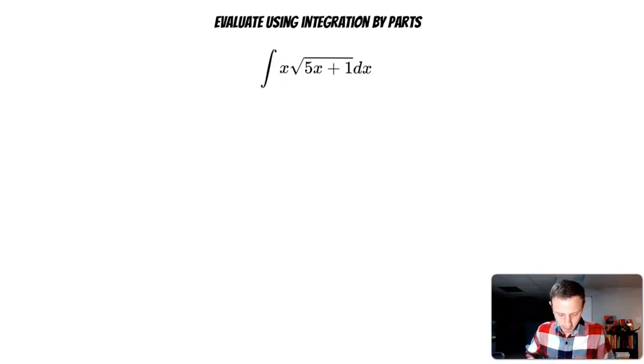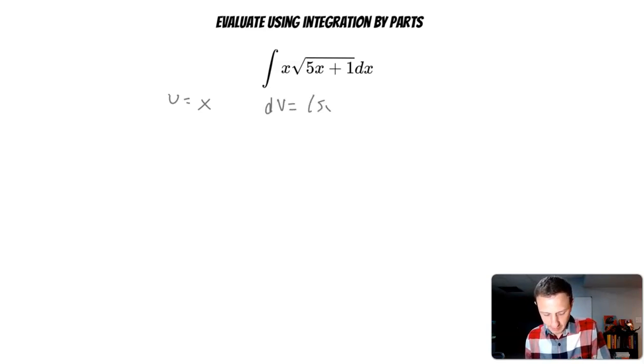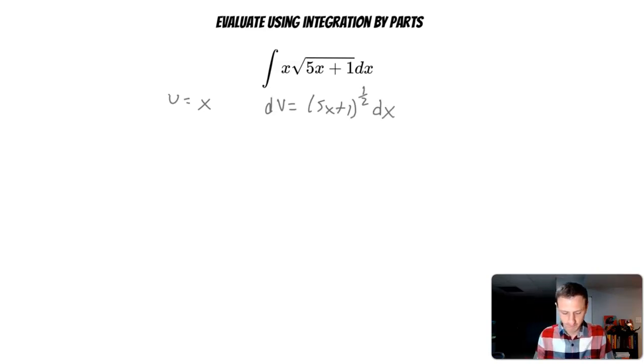So with integration by parts, we want to set a u. So I'm going to set u equal to x. And then that means my dv is going to be 5x plus 1 to the 1/2 dx. So remember, with integration by parts, our u, we're going to take the derivative, and then our dv, we're going to take the integral to get v. So the derivative of u is going to be du, that's going to be 1 dx.